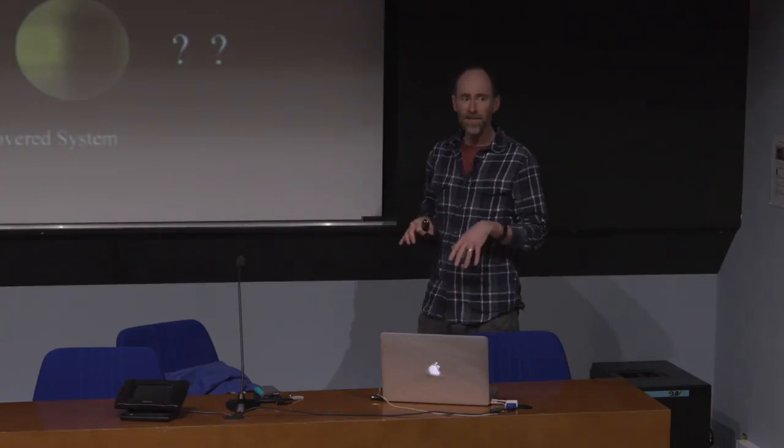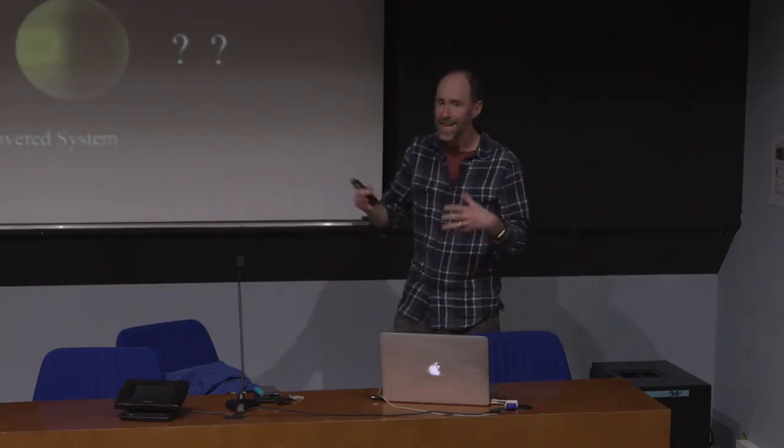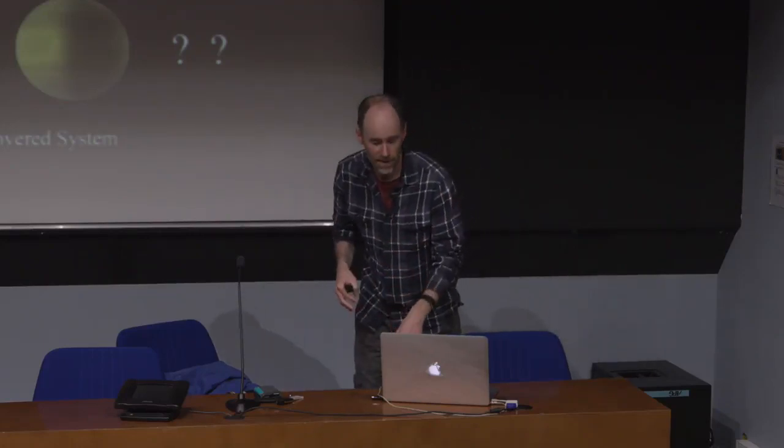But the microlensing technique is very promising, and it can find planets in a whole different region of parameter space than those other techniques. But to date, it's only found maybe 10 or 20 planets, something like that.